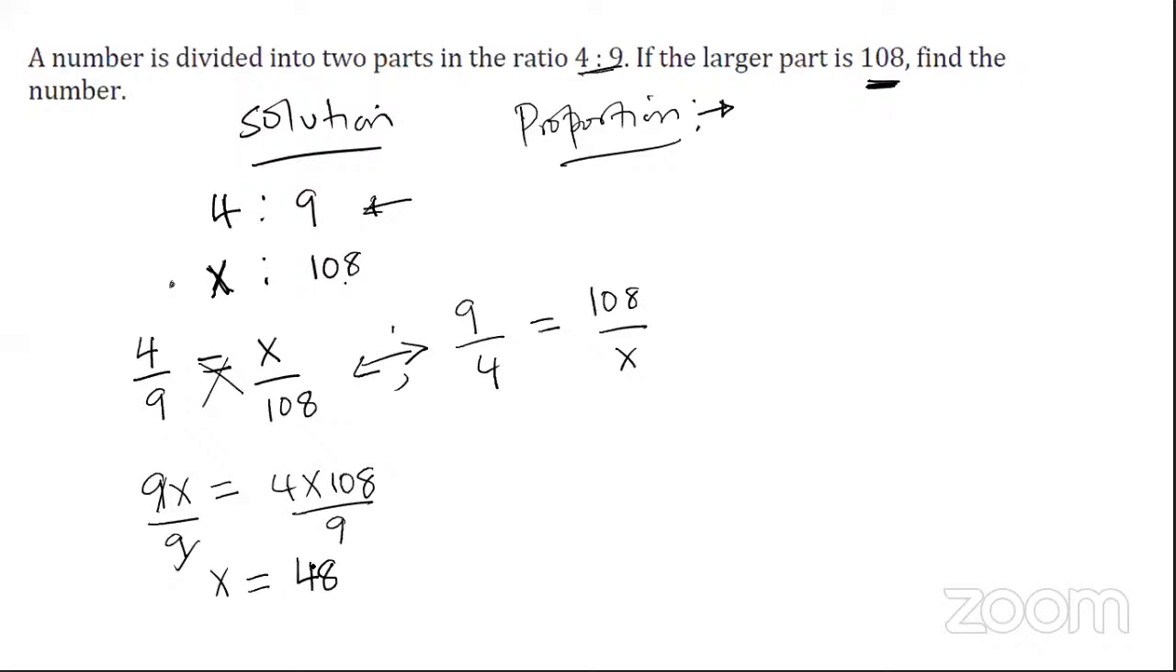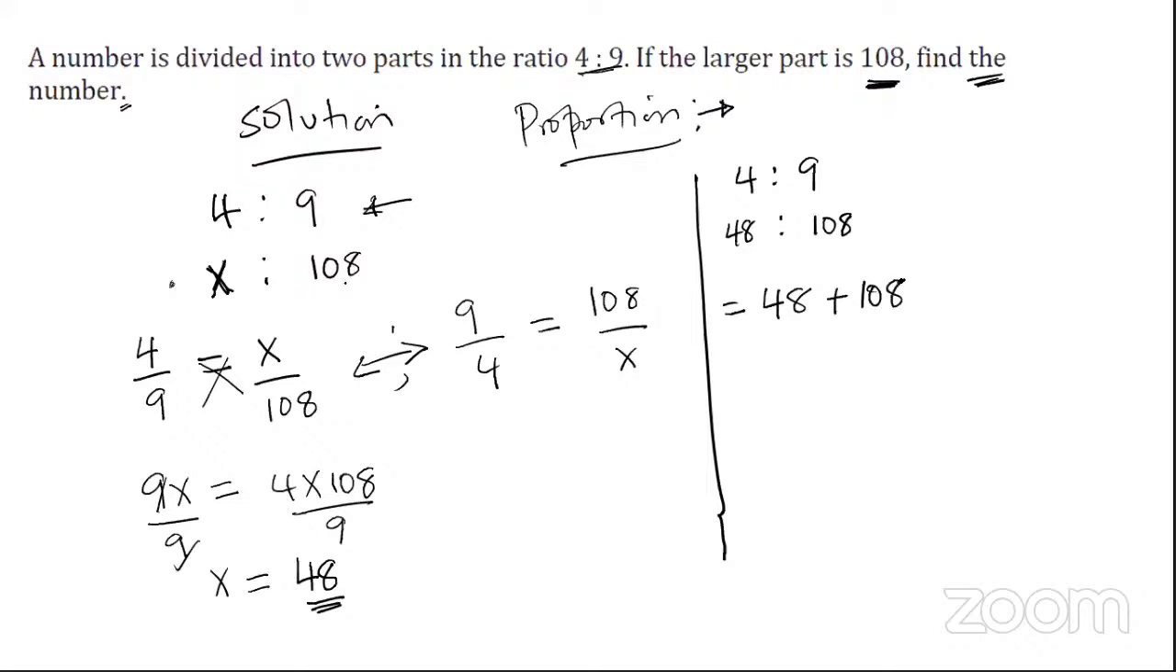Our x is 48. What does this mean? It means that our ratios are 4 to 9, where this one is 48 and this one is 108. But our role is not finding this. Our role is to find the number which is being divided. So we add these two numbers, 48 plus 108, and this will be the number that we need. What's the number? 48 plus 108?